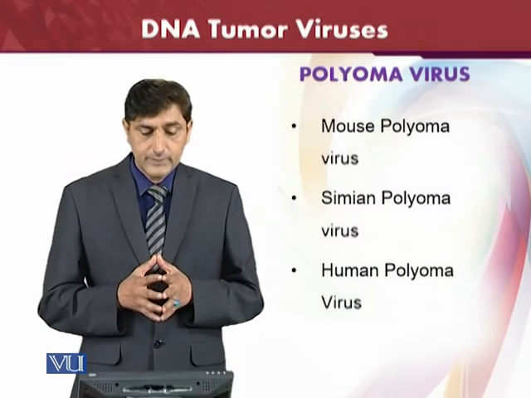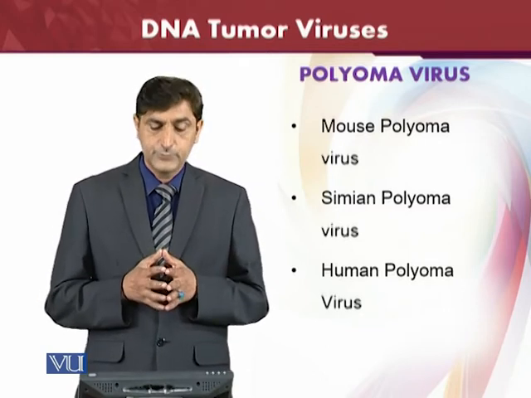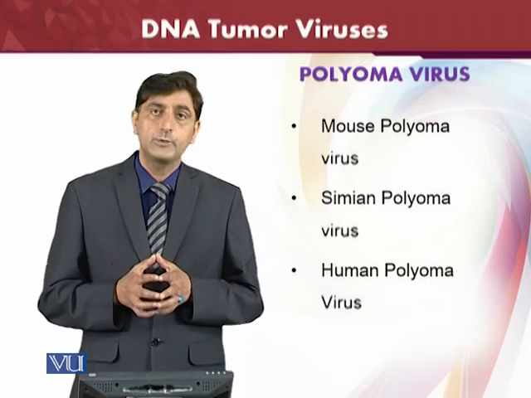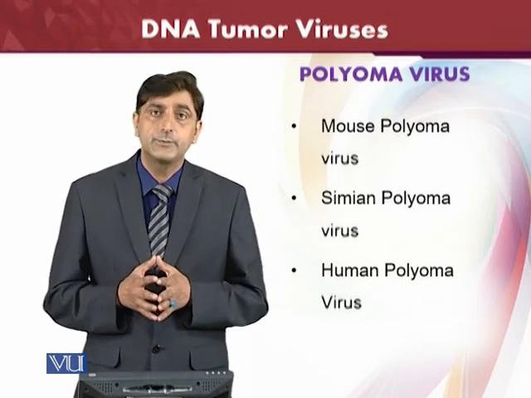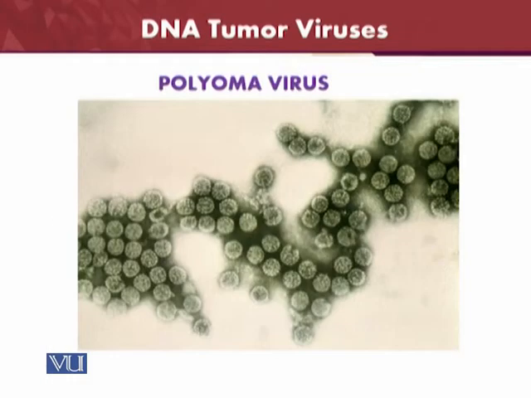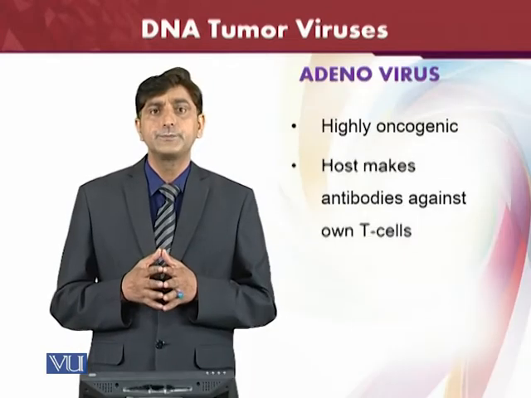Then the polyoma viruses, most importantly the mouse polyoma virus, which causes the disease in the mouse, and the simian polyoma virus and the human polyoma virus. These are the three kinds of polyoma viruses which are quite capable of causing cancer. These are different kinds of viruses which cause the disease in different hosts, just like the mouse polyoma virus will cause it in the mouse, and then the human polyoma virus will cause the disease, and at the end they will cause cancer. This is the polyoma virus reaction, and this is the disease which will be caused by the polyoma viruses.